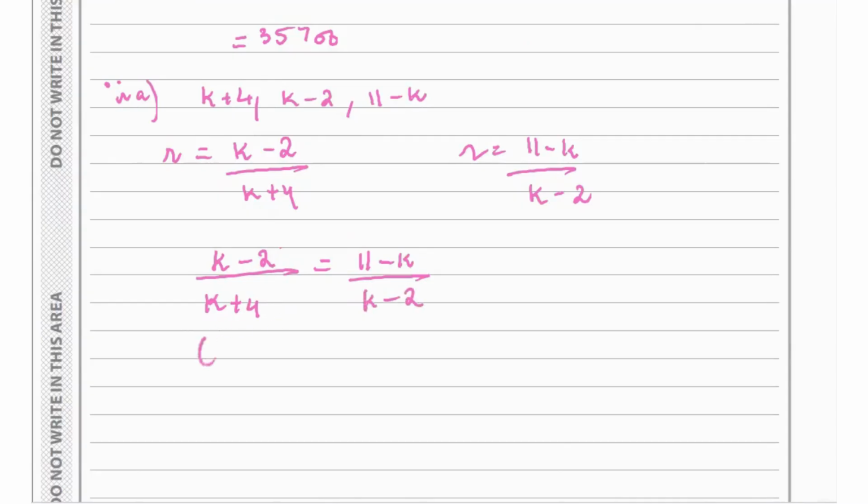Now we cross multiply. It's going to be k minus 2 whole squared equals 11 minus k times k plus 4. Expand the bracket.